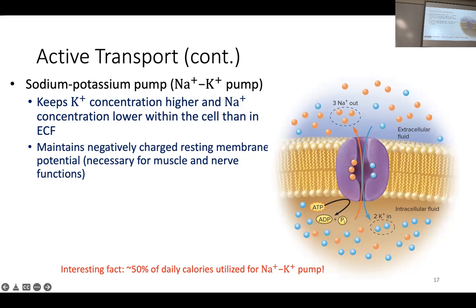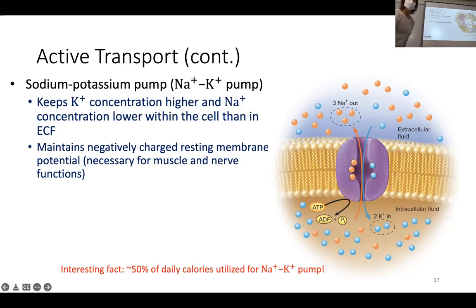Any questions about that? That's really all I want you to know for now about the sodium potassium pump. It'll come back up, so don't forget about it. I'll remind you of it when it comes back up. But those are the basics for what you need to understand right now. Okay.